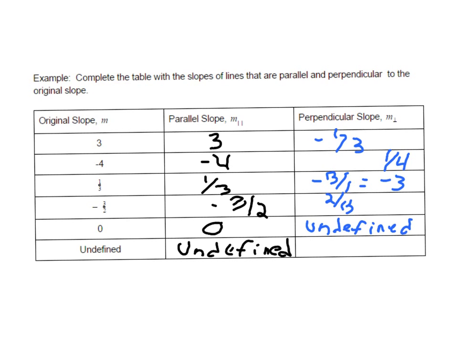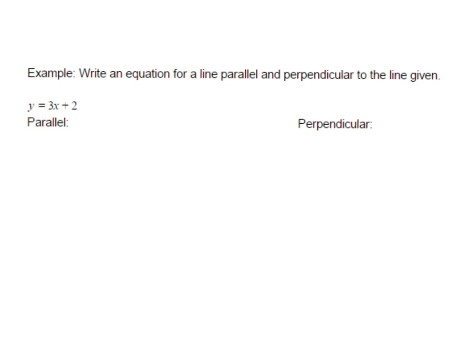And my undefined slope is going to have a perpendicular slope of 0. Okay? So if you're given a table like this, you should be able to go through and fill out the slopes for lines that are perpendicular and parallel to a given slope. Okay, another thing you're going to be asked to do, if I give you a line, I want you to write an equation for a line parallel and perpendicular to that given line.